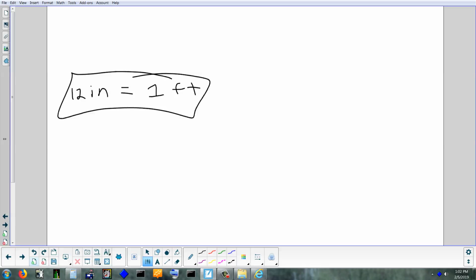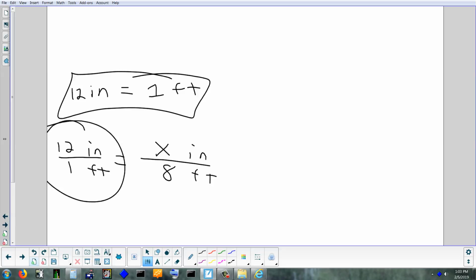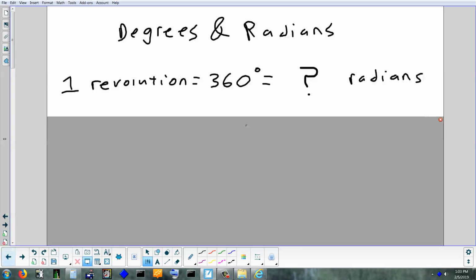So now, if I said, well, what about 8 feet? How many inches? All you'd have to do is set up a proportion where you set it up exactly the same way on the left and on the right, and you start with the fact you know. In 12 inches, there's 1 foot, and then put in what you don't know: how many inches in 8 feet? And now you could cross multiply and solve. But the key is you have to have a fact to start with that gives you a connection between inches and feet. So we've got to figure out that question mark.